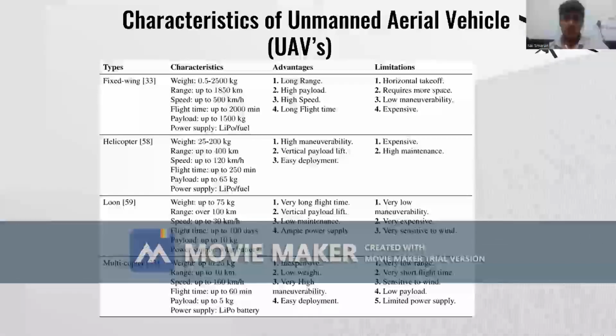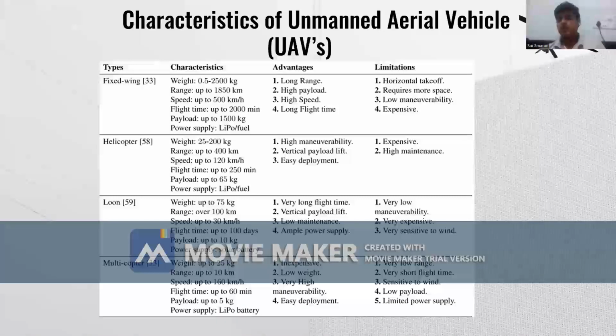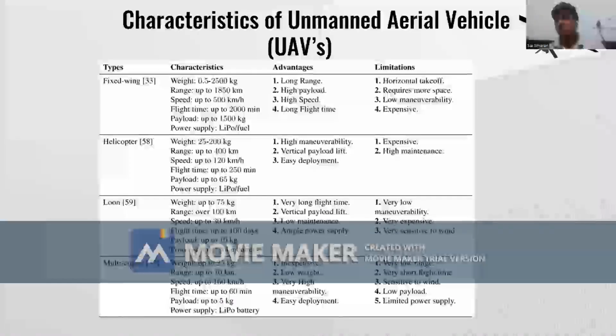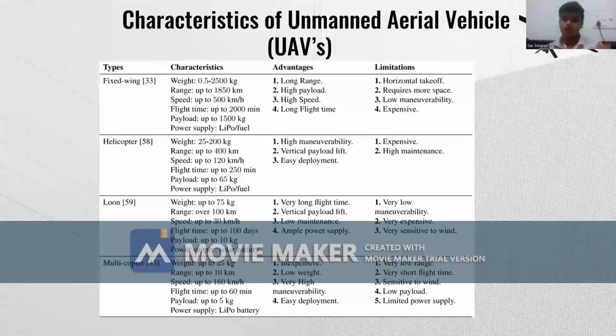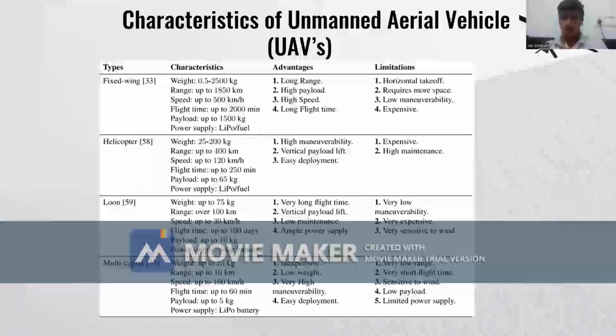Multi-copters are the last characteristic differentiation. Power supplies: LiPo battery and also lithium ion can be used. It is inexpensive, but the range is very small, mainly for cross-border trade or any range of up to 10 kilometers it can be used. So it does not have the endurance which is required in big fixed wing UAVs.